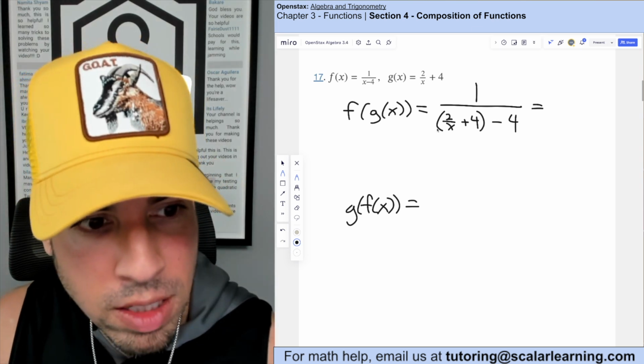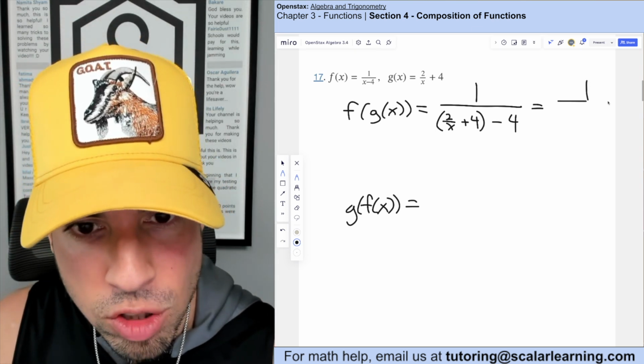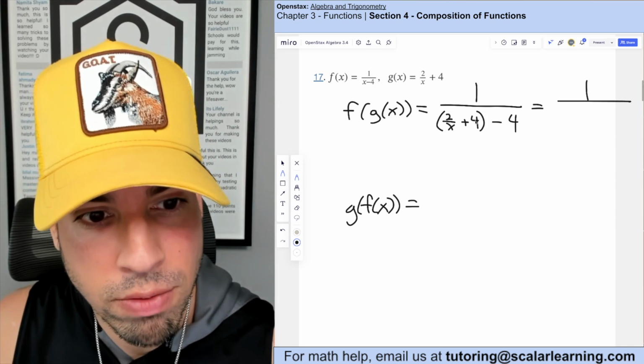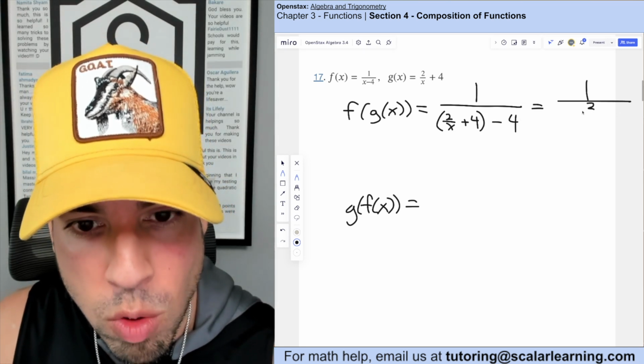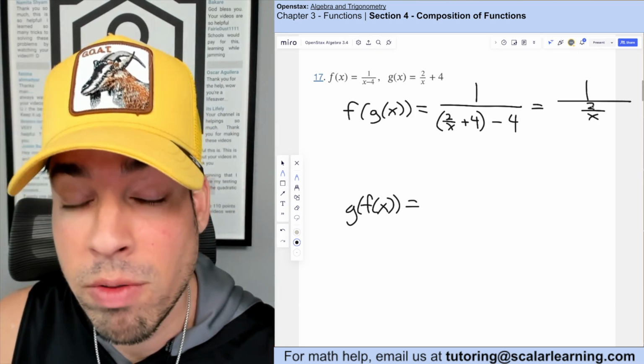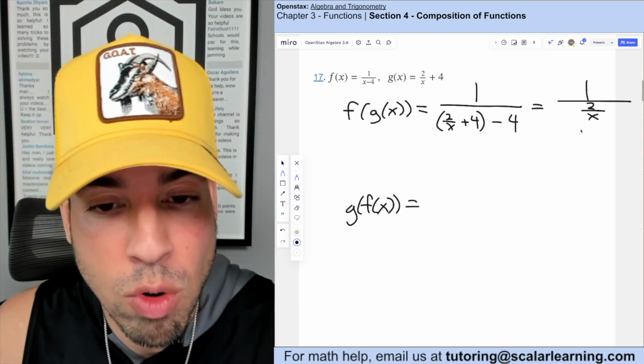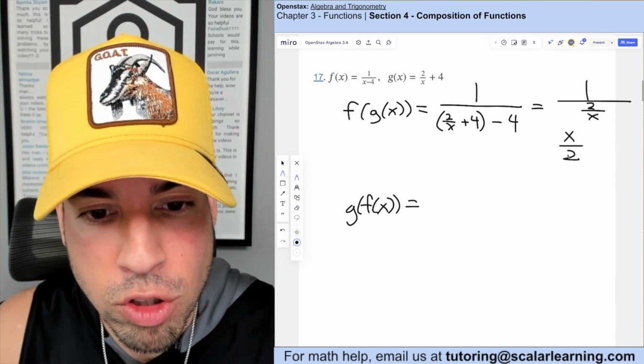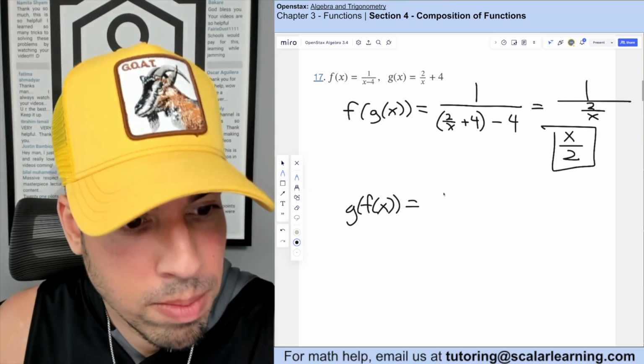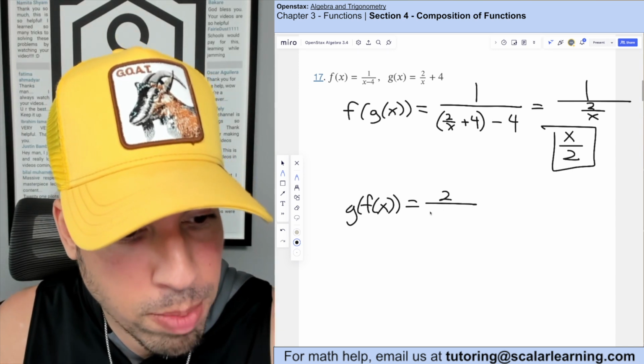Now I'm going to simplify, and these parentheses really aren't doing anything, so I can just act as if they're not there. 4 minus 4 is 0, and I'm left with 1 over 2 over x. 1 over 2 over x means the reciprocal of 2 over x, which is x over 2. Boom, done.